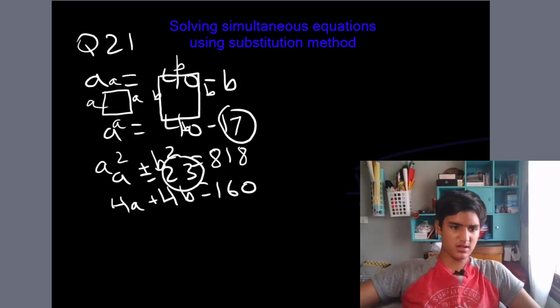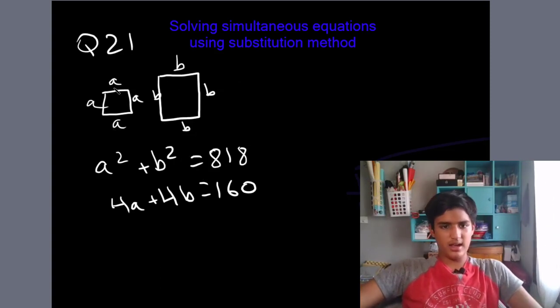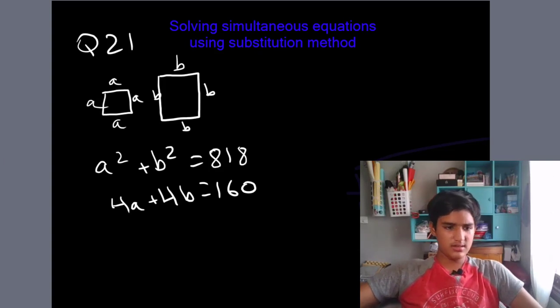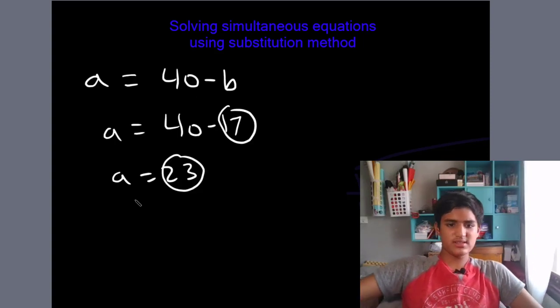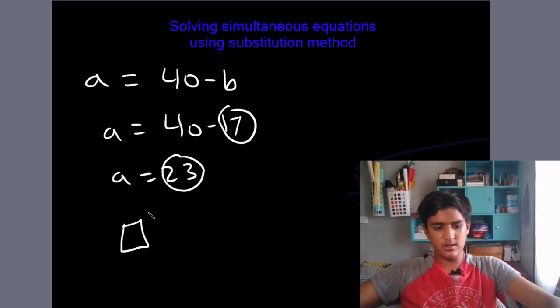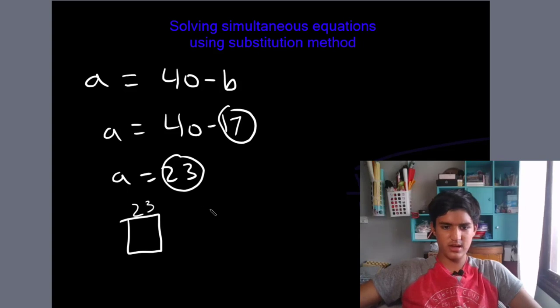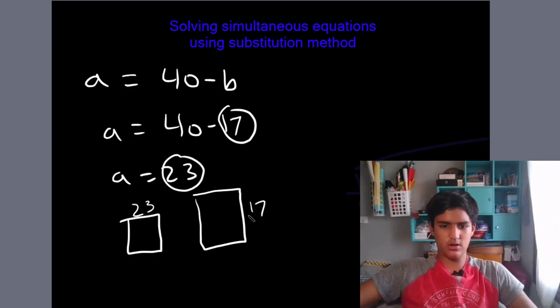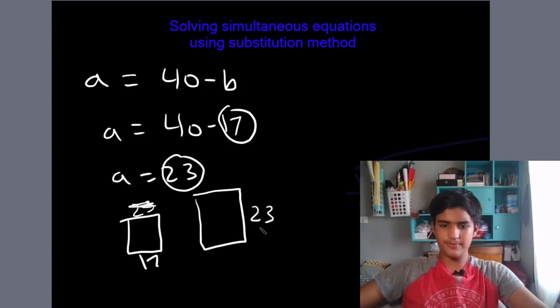As we saw in the first question, if B is 17 and A is 23, we can flip it around, so A will be 17 and B will be 23. So the answer is that each side of one of the squares is 23, and the other square, its sides are 17, or maybe it could be the other way around. This could be 17, this could be 23.